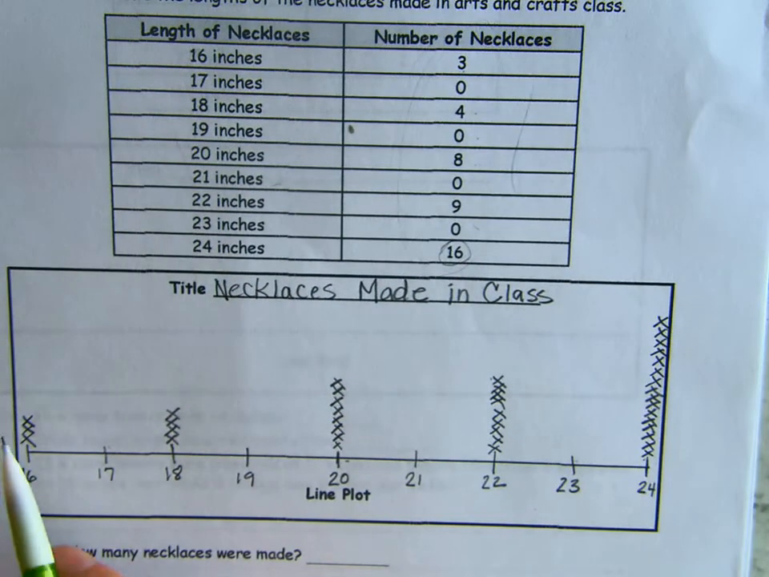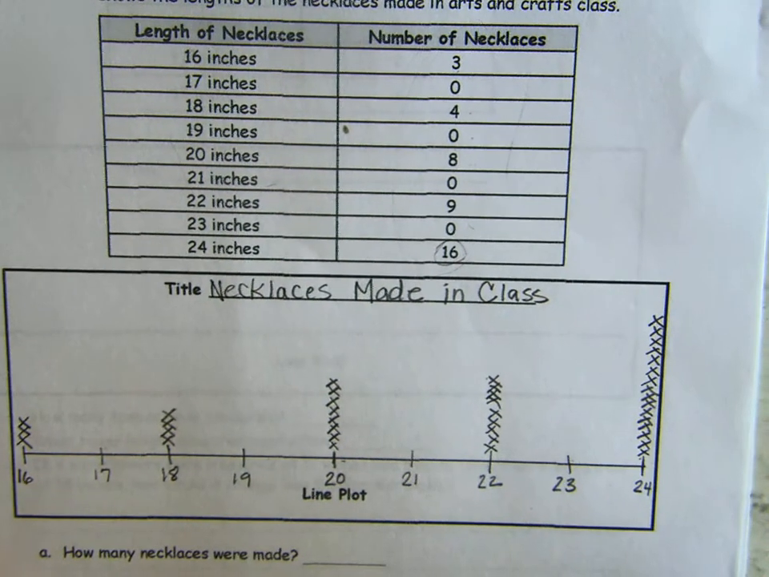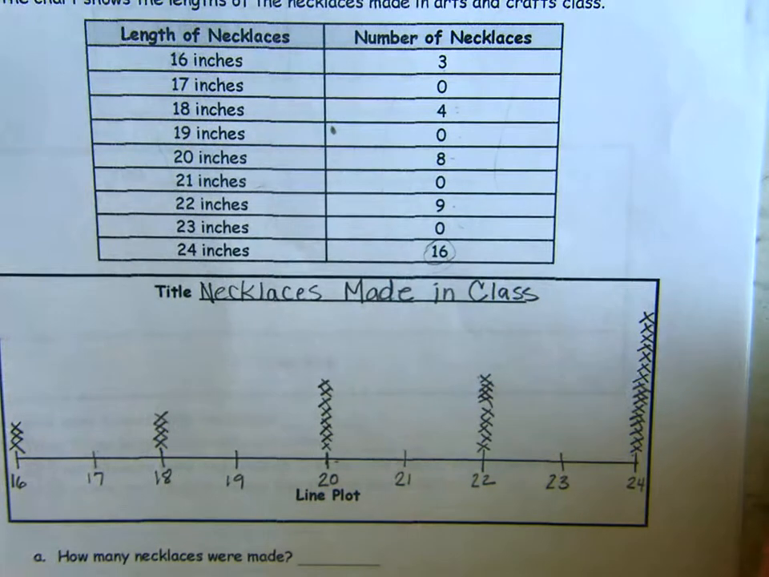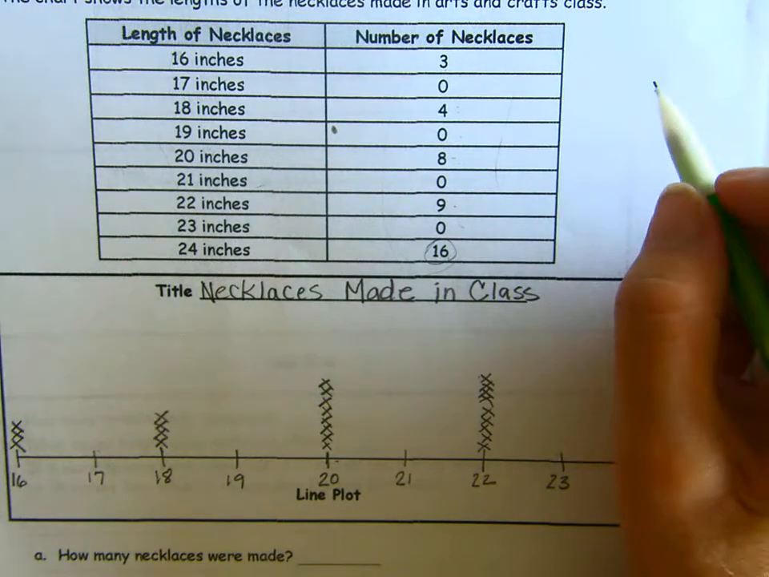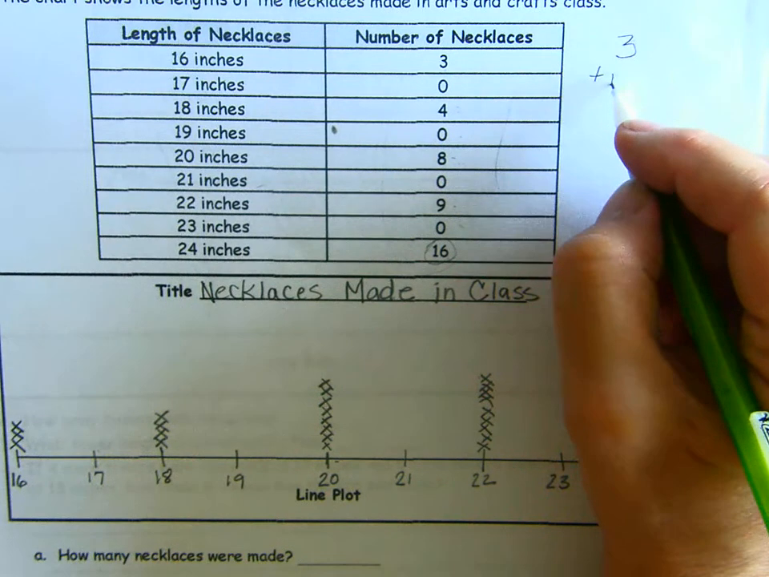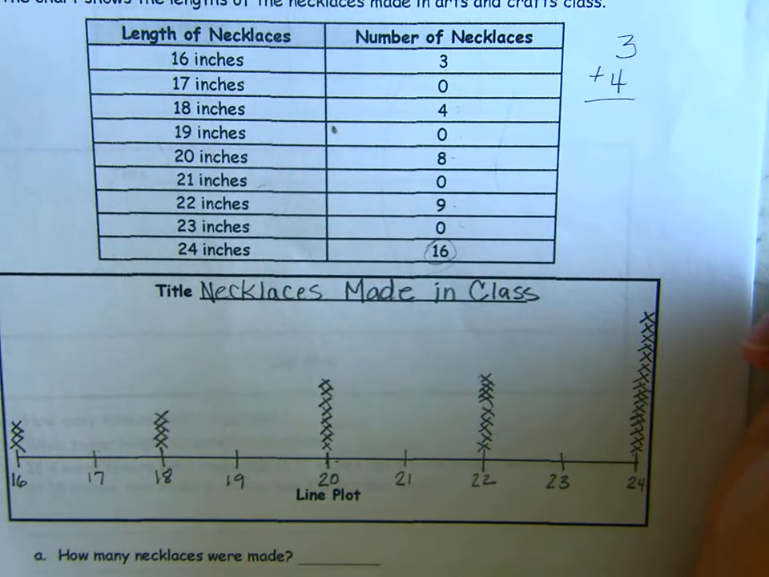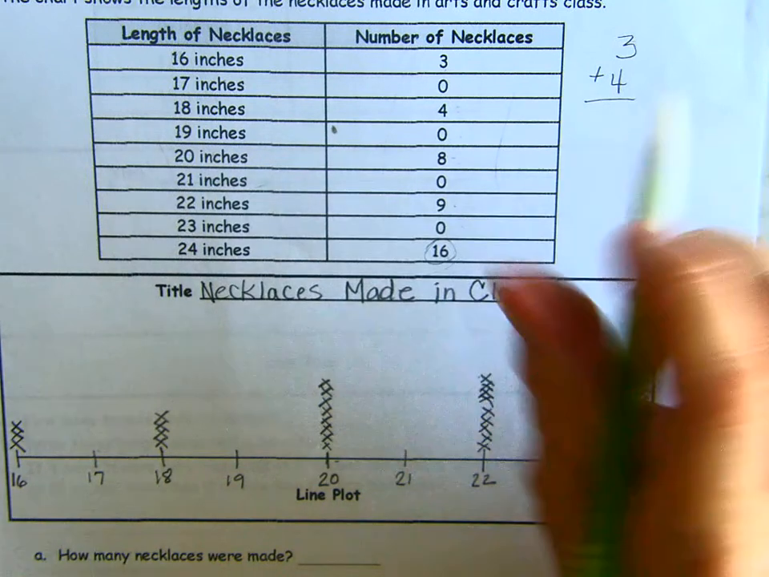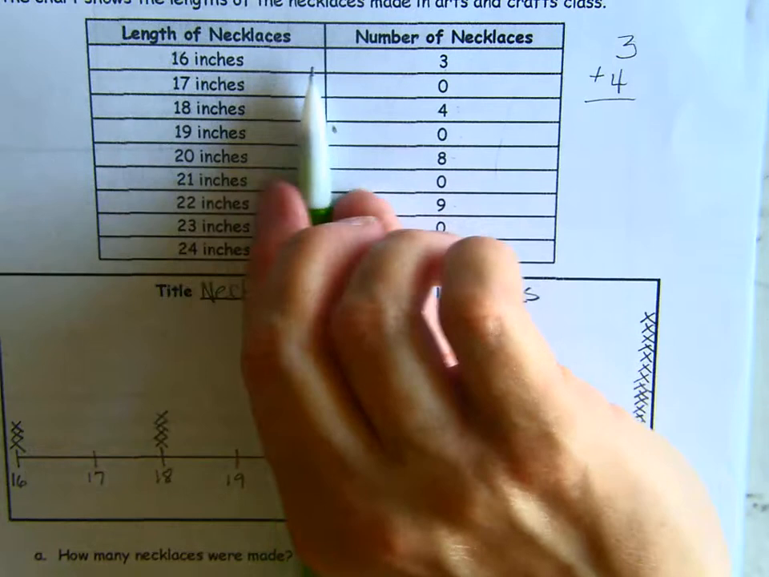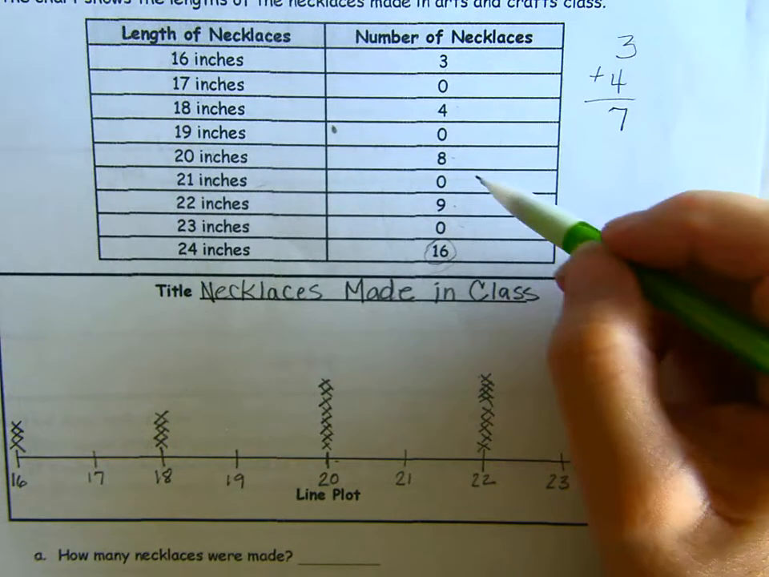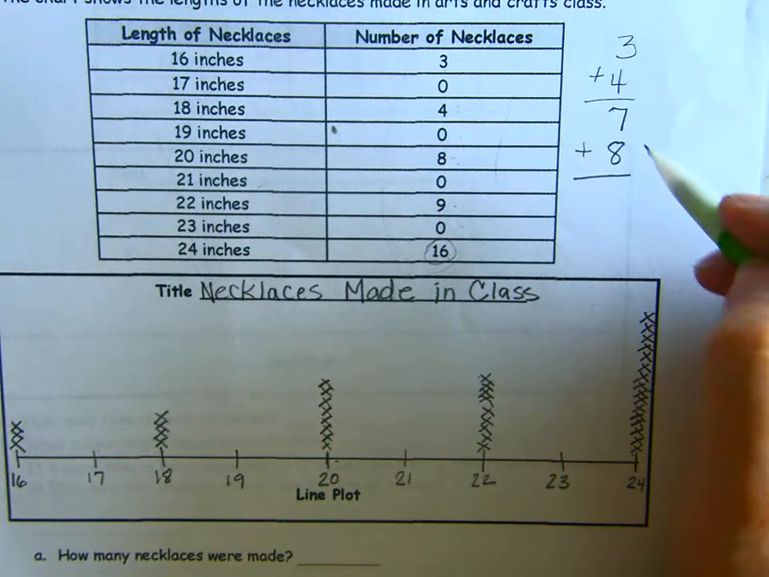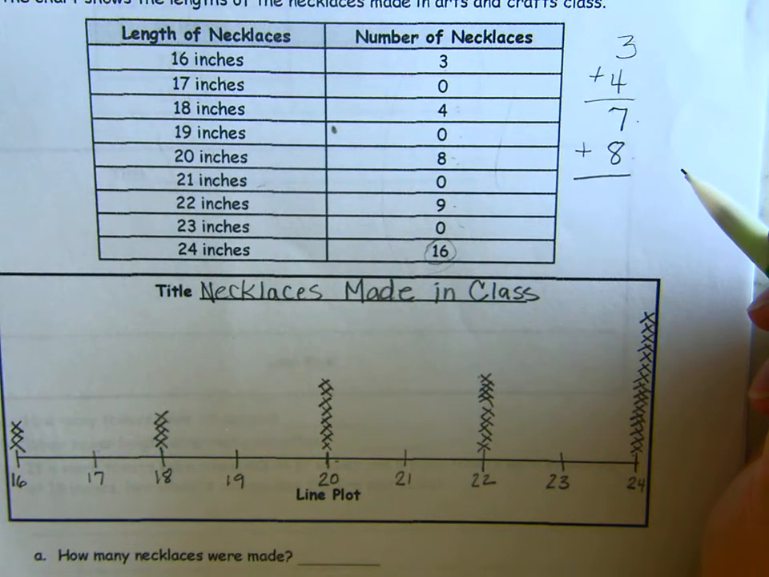Now, we could count all the X's, but that seems like it would be difficult. We need to add these numbers together. So we have 3 plus 4. You can do it on your fingers if you need to. You can count on. 4, 5, 6, 7. And then we need to add this next number, and we're going to add in 8. 7 plus 8. Do you know that?